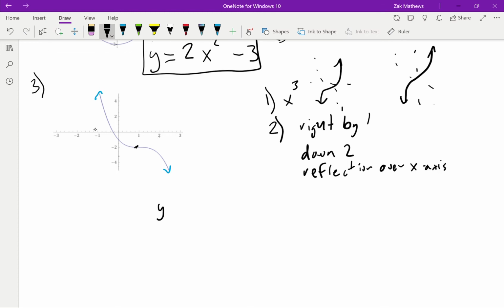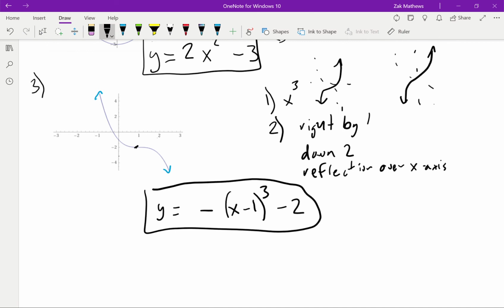We'd have y is equal to, we have our negative on the outside of the x cubed. Because it's gone to the right by 1, we have the minus 1 inside of our parentheses. The reflection over the x means it's outside. The minus 1 would give us a right by 1. And then down 2, we'd have a minus 2. And this would work. This would be a valid equation.